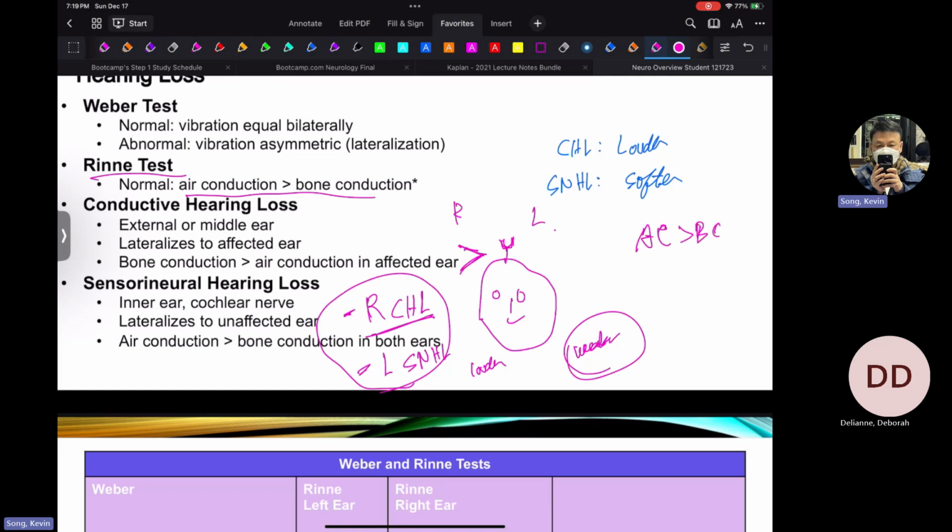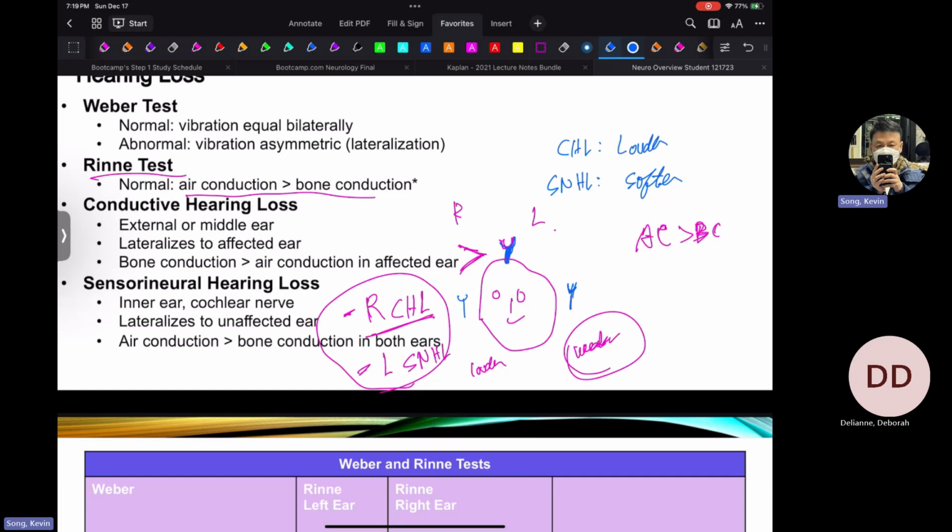AC is louder than BC means that when you do this at the forehead, you then take it out and put it into the ear. Do you still hear? If you still hear, where do you still hear? That's what that means. If one side is louder, you have to do it twice.